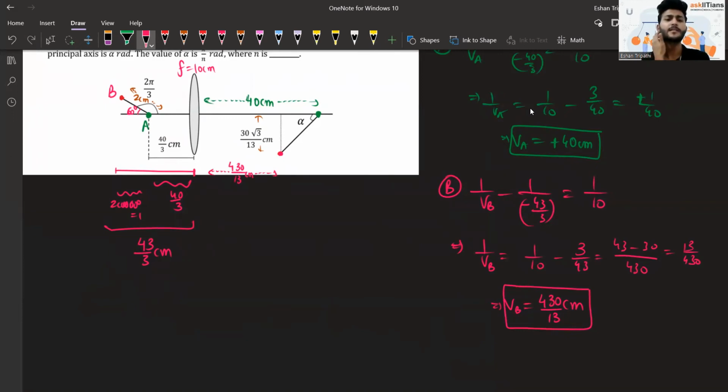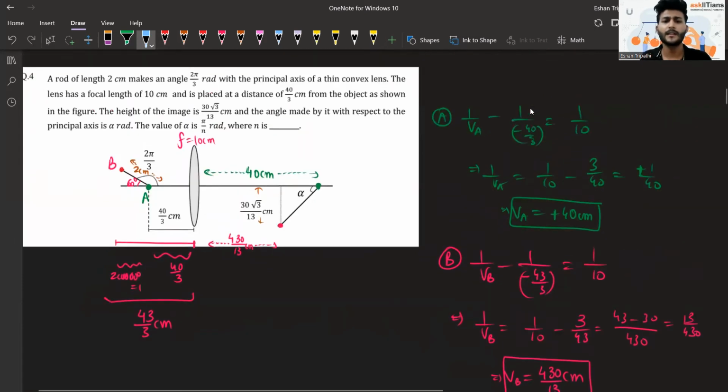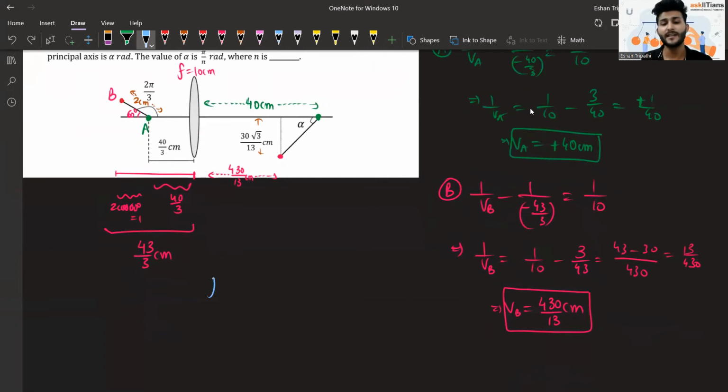Now all that is left is using trigonometry. It's given that the value of alpha is pi by n. So we grade 11, 12th people know the values of only pi by 2, pi by 6, pi by 3, pi by 4. So only these possible values must be there. But anyways, let's calculate it.